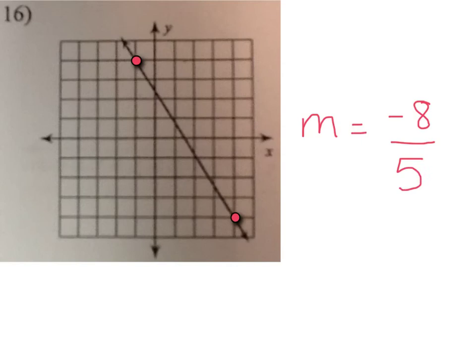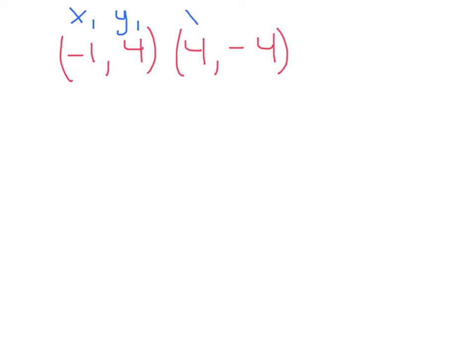Of course, we can always use the slope formula to check our work. Let's try it. So our points are (-1, 4) and (4, -4). In order to use the slope formula, I'm going to label my points: x1, y1, x2, y2. My slope formula is m equals y2 minus y1 over x2 minus x1.